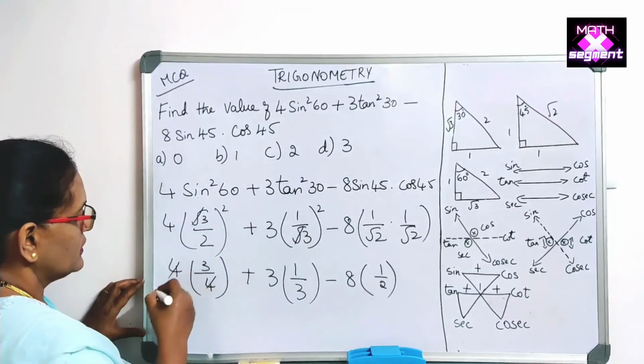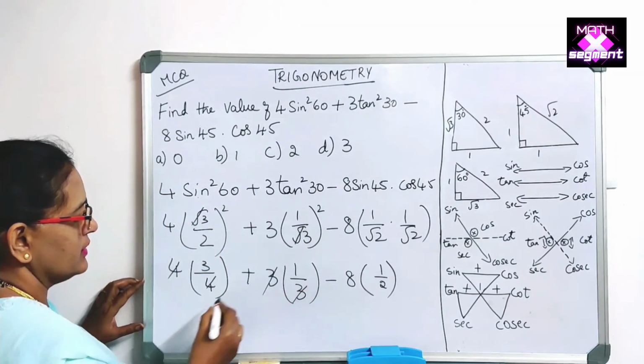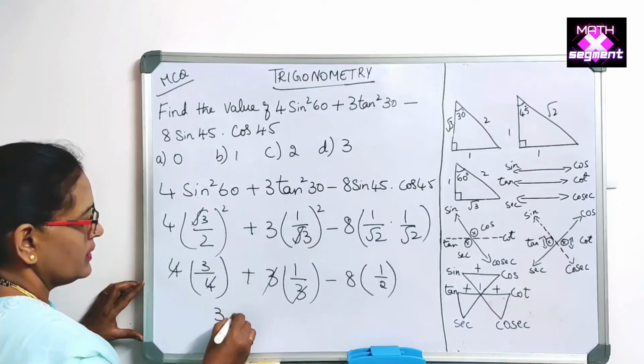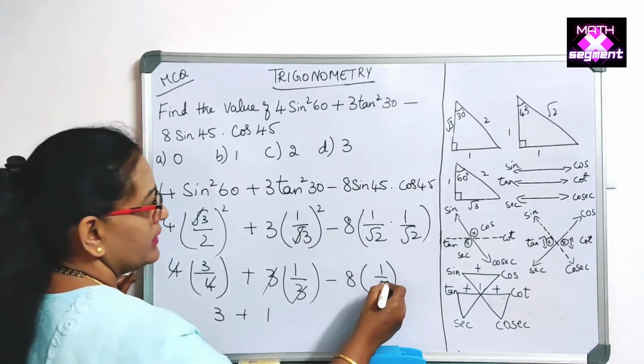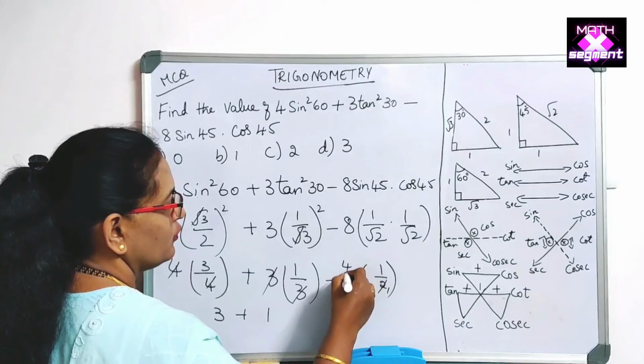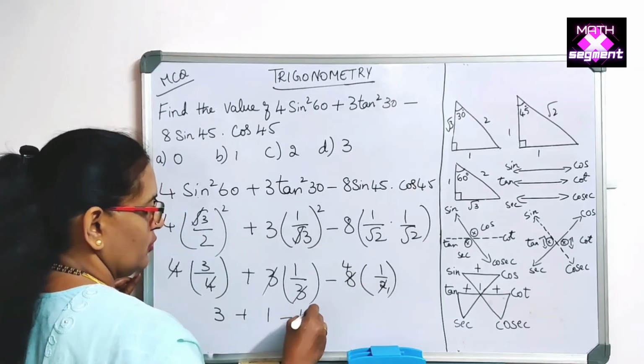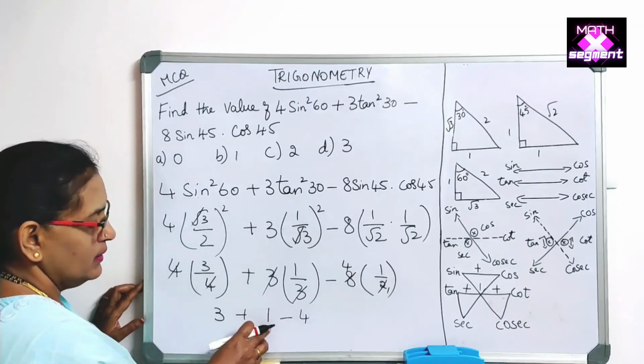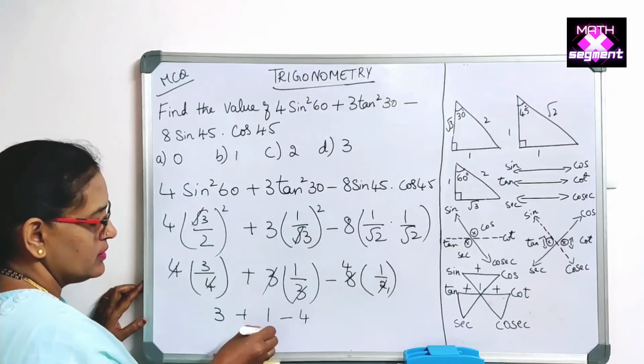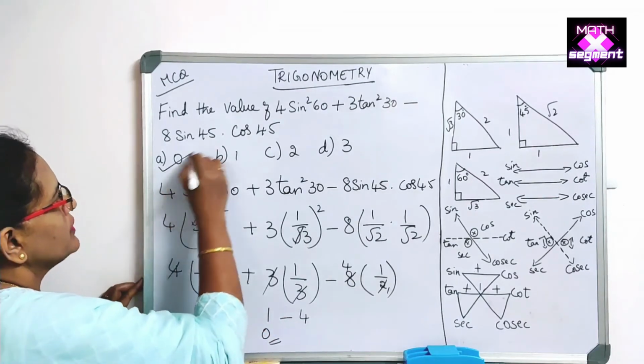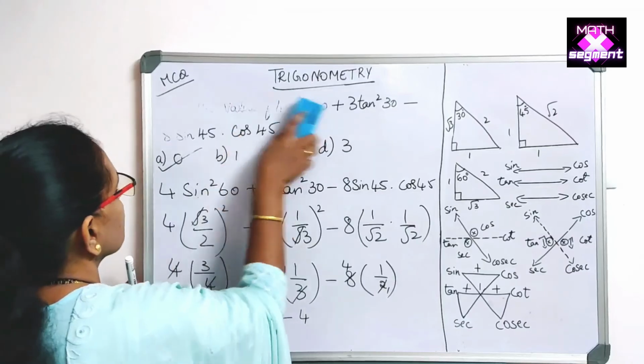Then here this 4 gets cancelled, this 3 gets cancelled. So here 3 is remaining, here 1 is remaining, and here the 2s cancel, leaving minus 4. So 3 plus 1 is 4, and 4 minus 4 is 0. So option A is the correct answer.